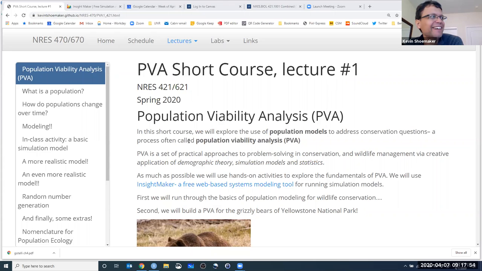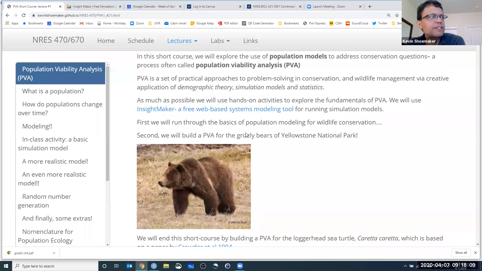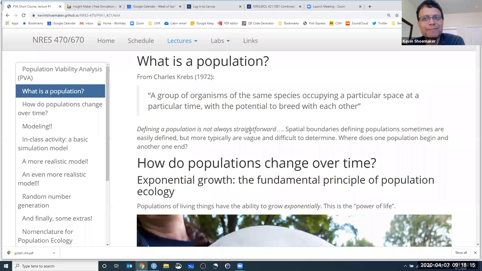And this is where the material is though. So the link is on the module. If you click on the intro to the PVA short course, you'll find the link to this website. So you can just get started here. This just introduces what we're doing. We go through some real basic population ecology, like exponential growth.